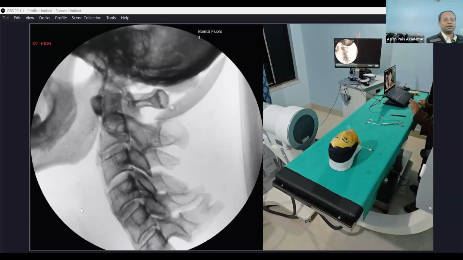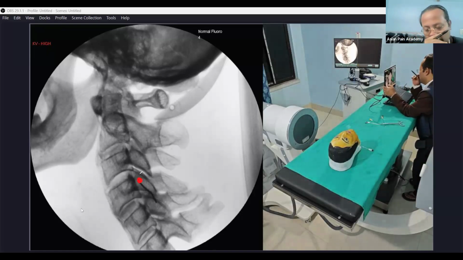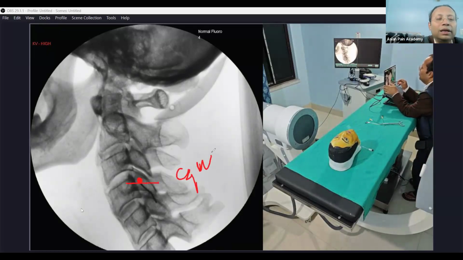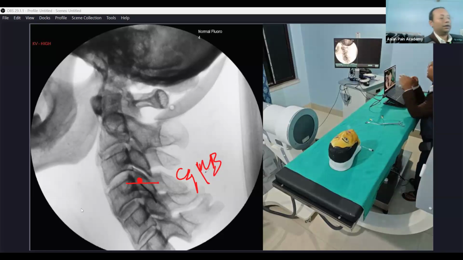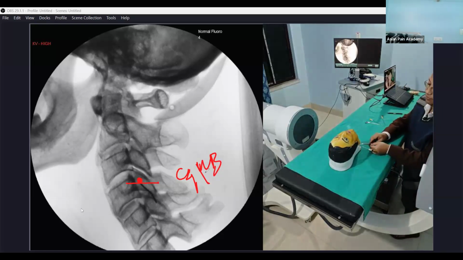The needle is not in a tunnel view, but the tip has reached the right part. This is over the pillar and more or less on the middle part. So this is an acceptable needle position. Here you can give a small amount of local anesthetic to block the C4 medial branch. Now another needle we can put at C5.